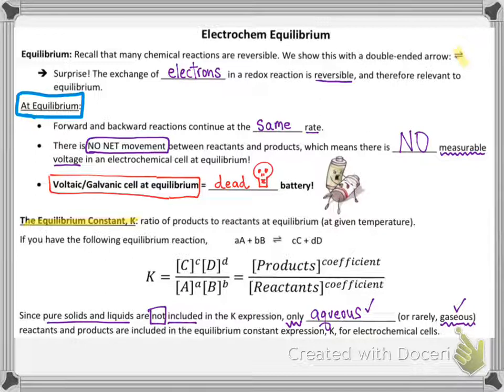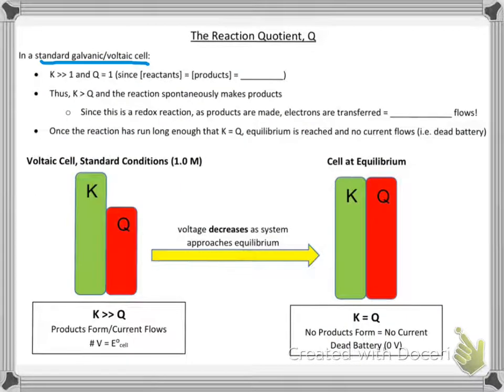Since a galvanic or voltaic cell at equilibrium is a dead battery, it's honestly a lot more helpful to consider the ratio of products to reactants as Q when you are not at equilibrium, because it's when you're not at equilibrium that you actually have a voltage. Now, a galvanic cell by definition is spontaneous, which means it has a K value much greater than 1. Products are highly favored.